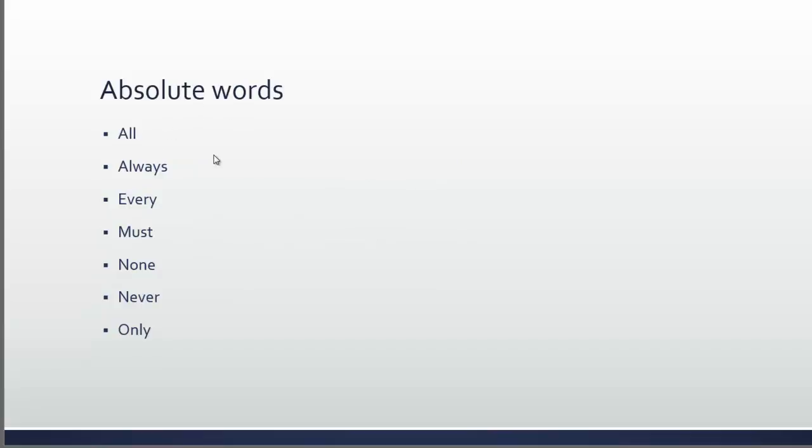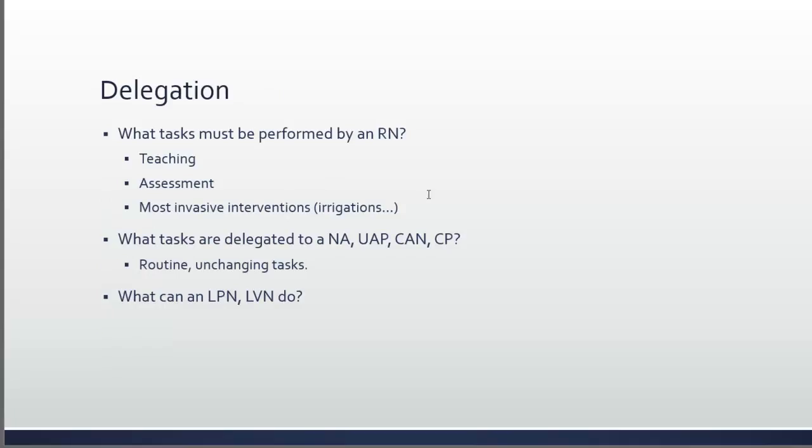Absolute words: all, always, every, must, none, never, only. Keywords that you need to be aware of. Delegation: what tasks must be performed by an RN? Teaching must be performed by an RN. Assessment, most invasive interventions. What tasks are delegated to nurse aides, etc.? Routine, unchanging tasks. And what can an LPN, LVN do?